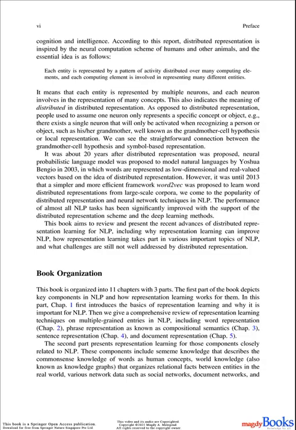This book is organized into 11 chapters with 3 parts. The first part of the book depicts key components in NLP and how representation learning works for them. In this part, Chapter 1 first introduces the basics of representation learning and why it is important for NLP. Then we give a comprehensive review of representation learning techniques on multiple grained entries in NLP, including word representation.